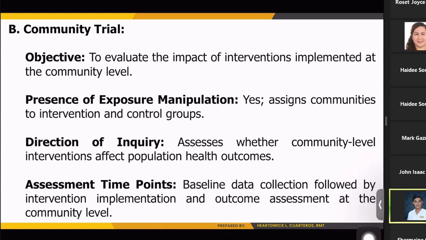To evaluate the impact of interventions implemented at community level. Okay, presence of exposure? Yes, of course. That is experimental. So, syempre, there is manipulation. There is an intervention. Okay? So, direction of inquiry assesses whether community level interventions affect the health population outcomes. Assessment of time points, baseline data collection followed by intervention implementation, and outcome assessment at the community level.